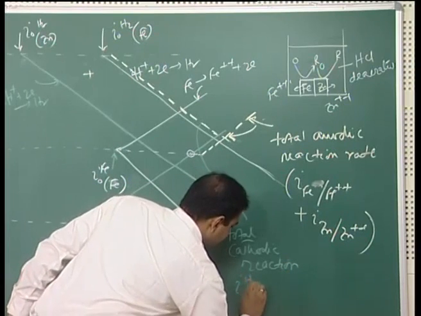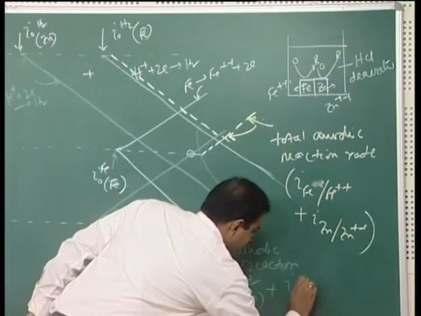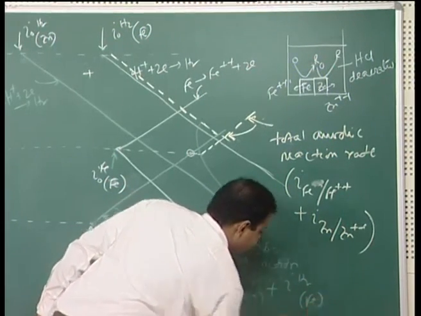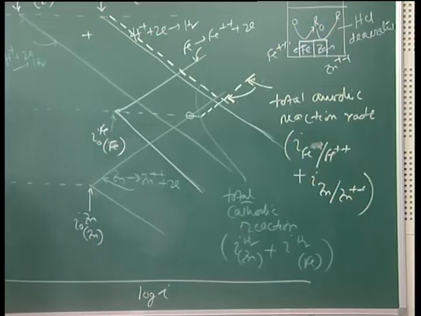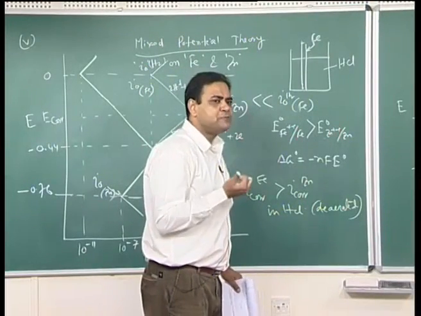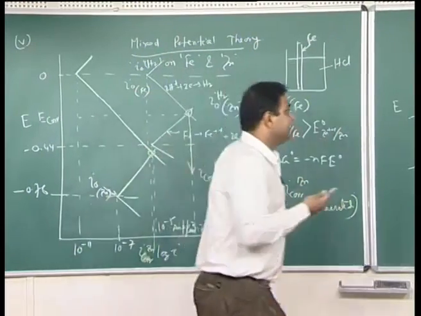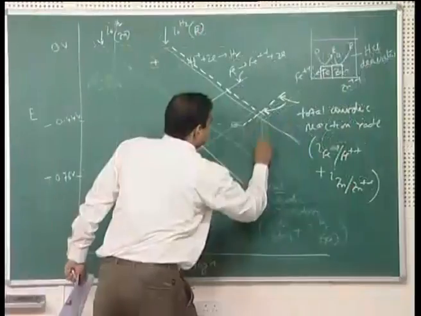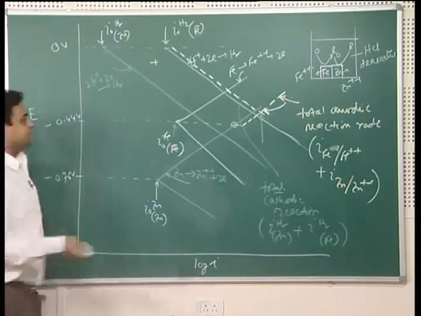Which is nothing but H2 on zinc surface plus I H2 on iron surface. Fine. Now, if I were to see that second consideration in case of mixed potential theory, it says that there should be charge balance. Charge balance means the rate of total anodic reaction should be equal to the rate of total cathodic reaction. So, at this point you see the rate of total cathodic reaction is equal to the rate of total anodic reaction. So, my new corrosion point would be this point.